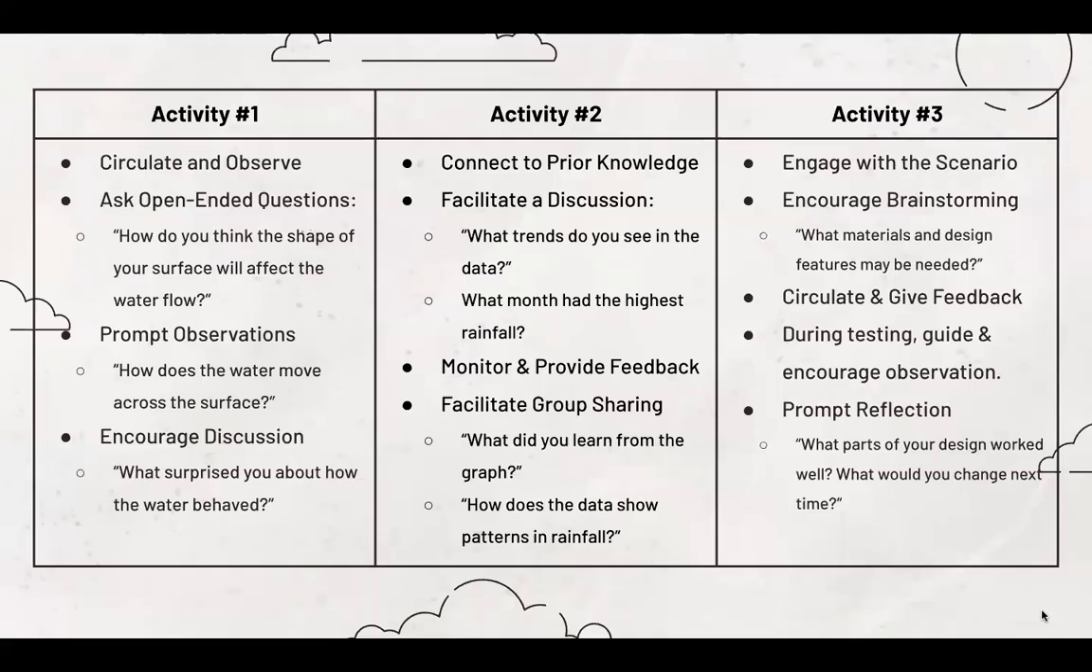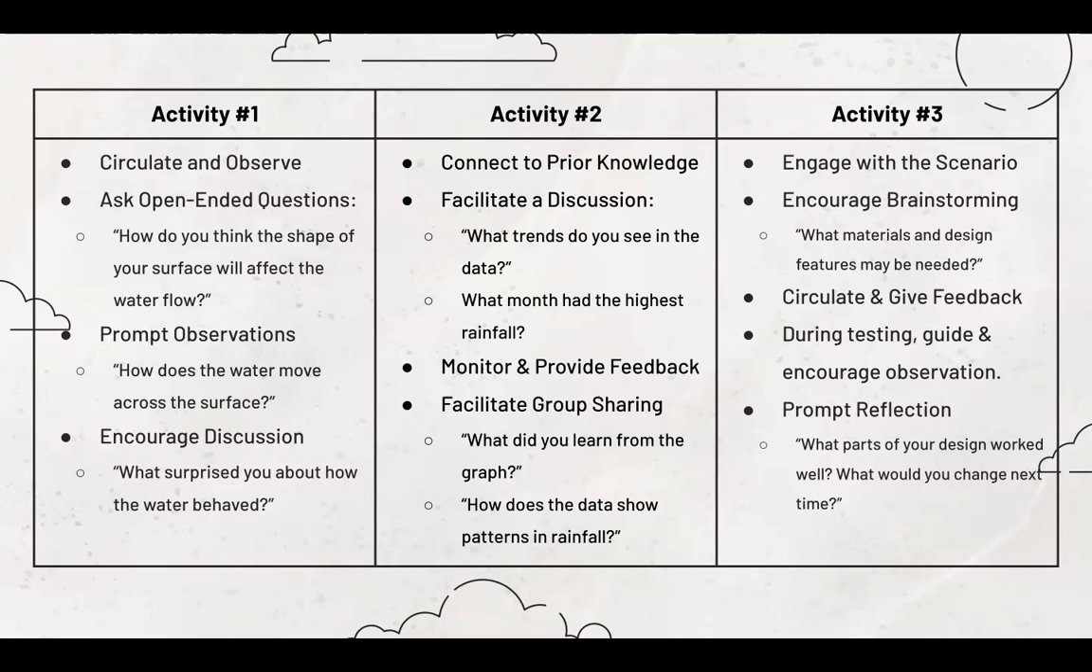So for the first activity, I feel like a lot of the teacher's role will be to circulate and observe while students are dropping the water on their uneven surface, and they might ask open-ended questions like, how do you think the shape of your surface will affect the water flow? And other open-ended questions to get some investigating going on. Prompt different observations like, how did the water move across the surface? And then at the end, you can encourage discussion. You can even ask the key questions that were outlined earlier by Amanda.